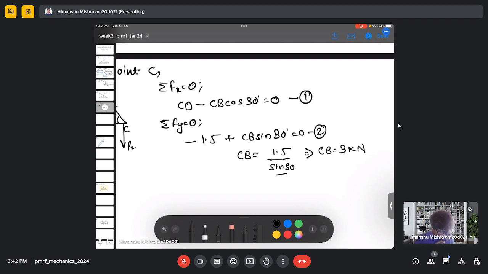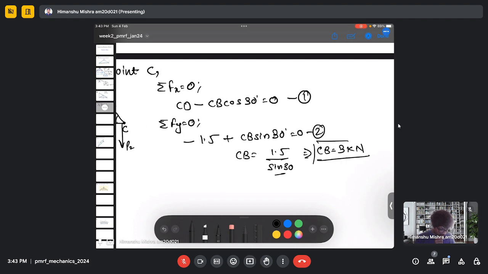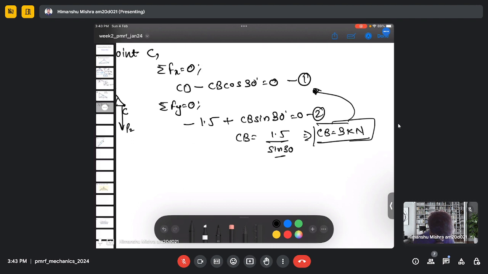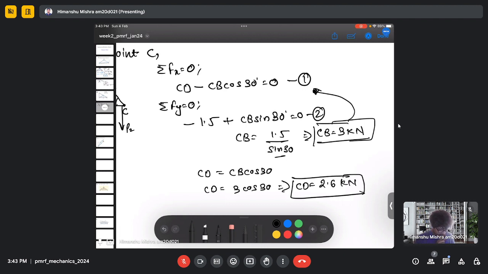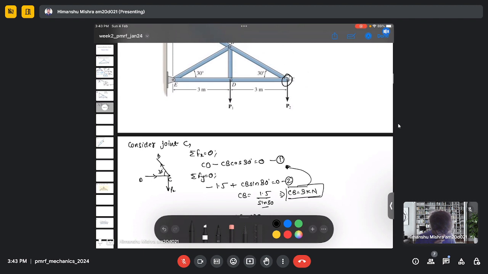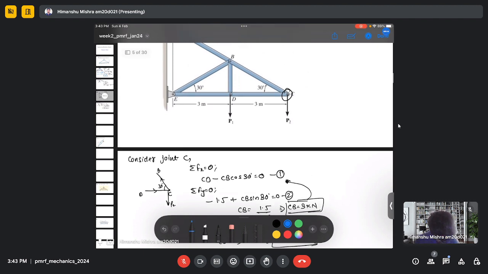So now I can put this value of CB in equation 1. So I will get CD equals CB cos 30, CD equals 3 cos 30, and if I solve this, I will get CD equals 2.6 kilonewton. So here we have identified the force in CB and CD.